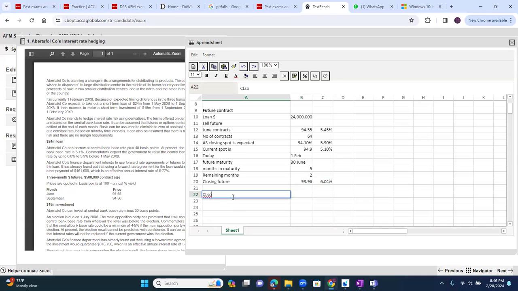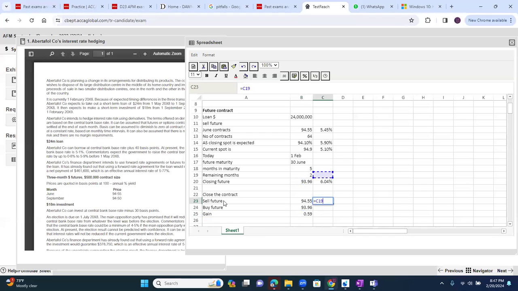Now close the contract by taking the opposite position. First of all, you sell future. Now you will buy it. Sell future, buy future. Sell future is 94.55. Buy future is 93.96. So you are selling at a higher rate, you are buying at a lower rate. So it's a gain. 0.59 gain.